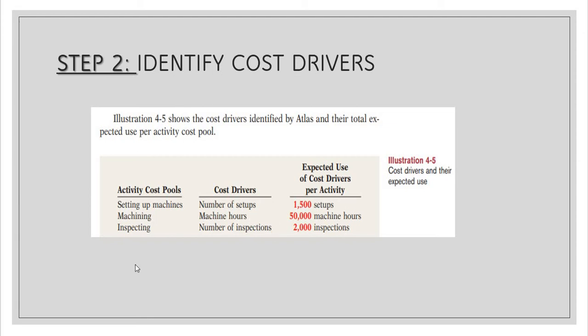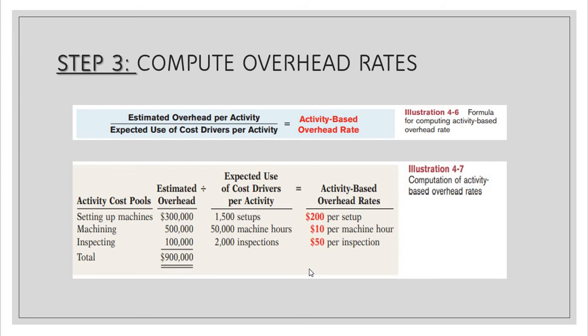So, number of setups. So, you have to count all the setups, all the machine works, kasi machining. So, machine works yun. Inspecting, so number of inspections. So, be very particular about the expected costs. So, it should be correlated lagi, okay? Next, pangatlo natin is you have to compute the overhead rates. So, computing the activity-based overhead rate per cost driver by dividing the estimated overhead per activity by the number of cost drivers expected.